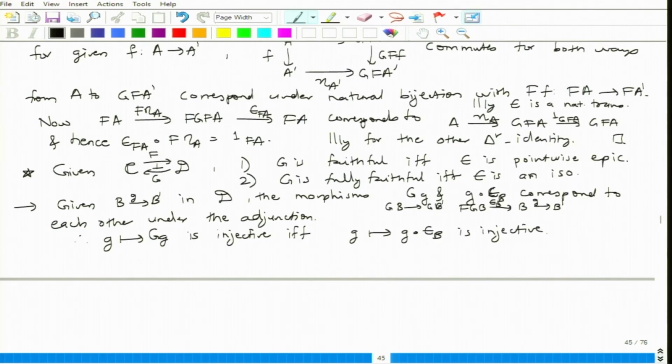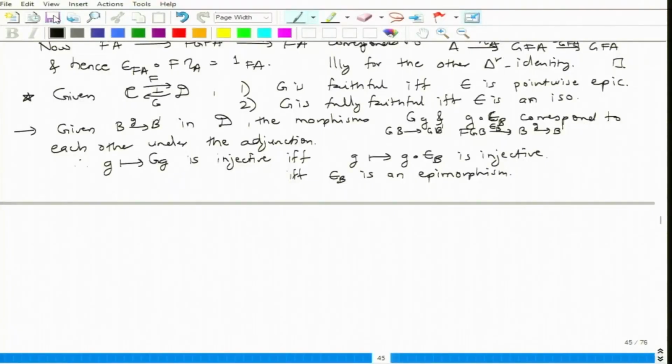When will that happen? Exactly. Yeah, so if and only if epsilon B is an epimorphism. That is precisely the definition of an epimorphism: G epsilon B is equal to G prime epsilon B if and only if G is equal to G prime. Okay, so this is done.